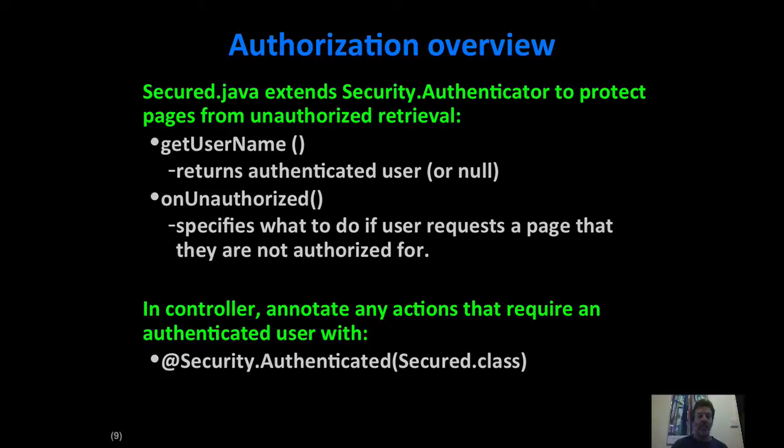The way that we do this is through this class called Secure.java that extends Security.Authenticator, and it has to override two methods, getUsername and onUnauthorized. The getUsername is used by the Play framework to figure out whether or not the particular user is authentic, or what their level of authentication is, and then if it's not, then the onUnauthorized method determines what Play should do in that case.